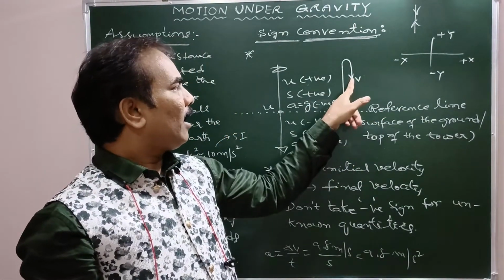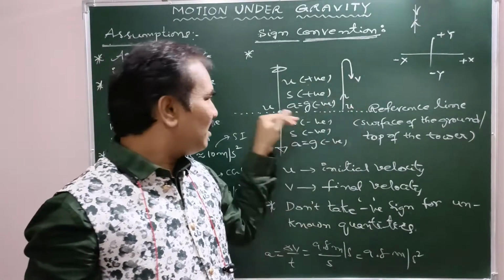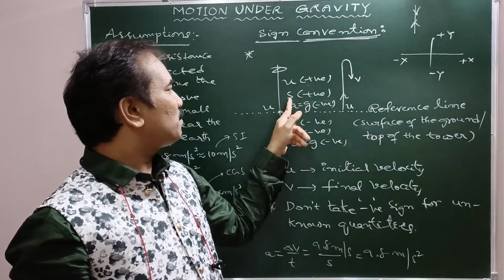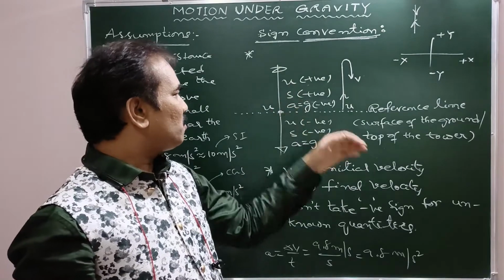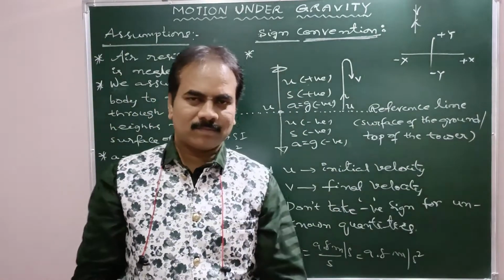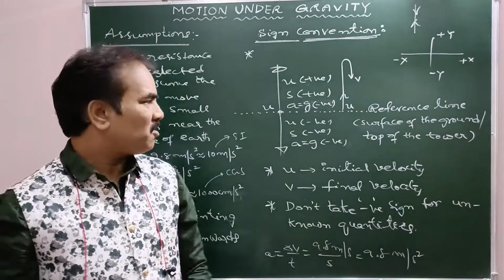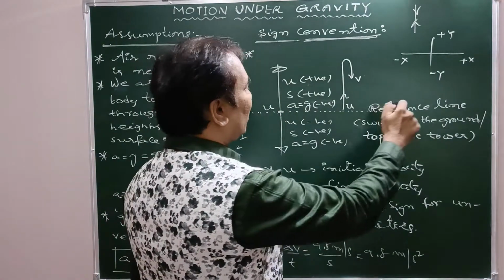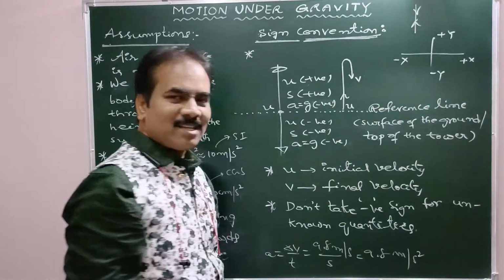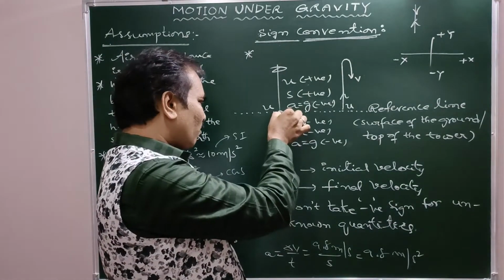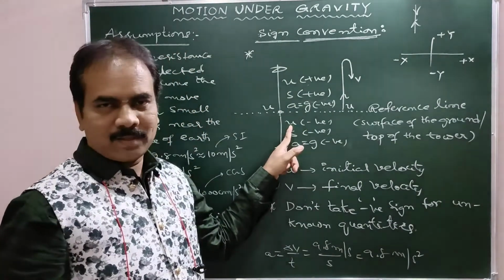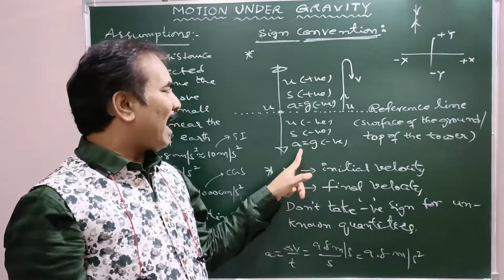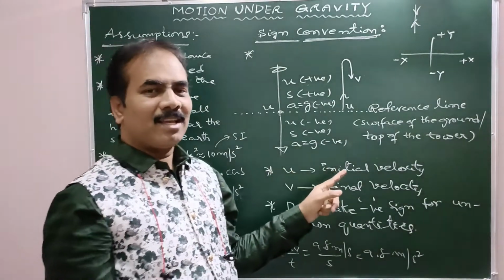So here, as long as the body remains above the reference line, u is positive, s is positive, a is negative. Time is always positive; there is no sign convention for time. If the body is moving vertically downwards below the reference axis, then u, velocity, is negative, displacement is negative, and acceleration due to gravity is negative.